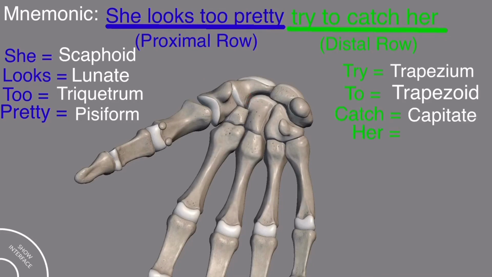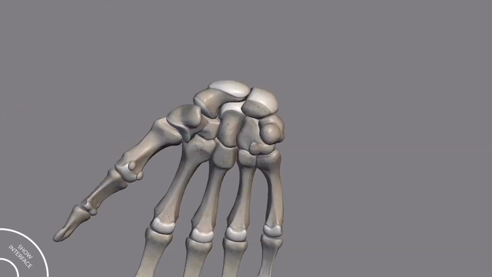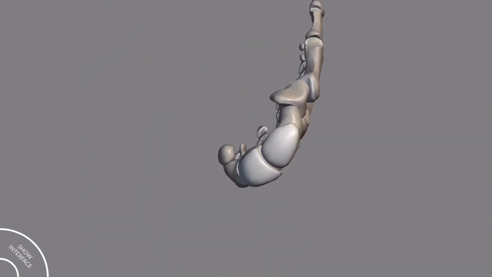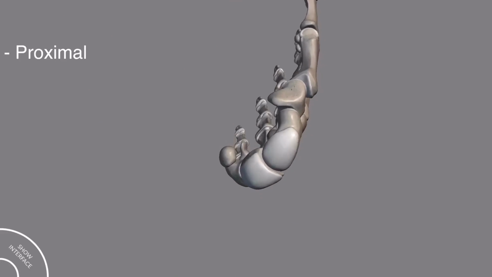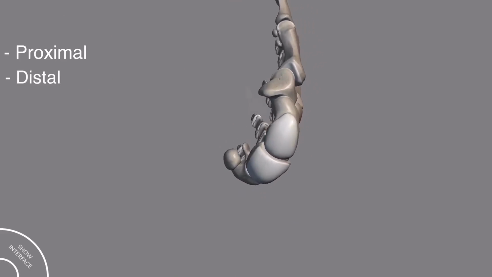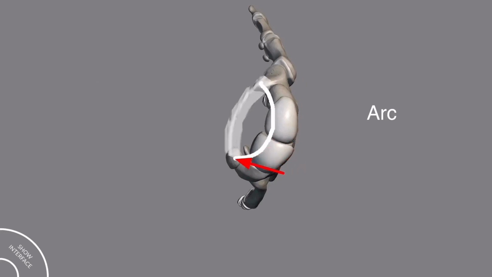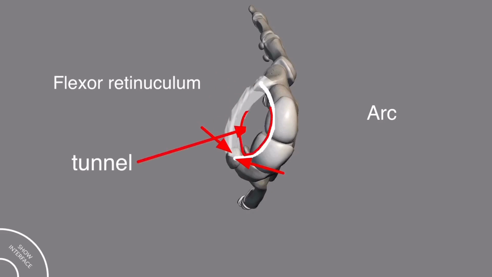Now one thing that you should know about the carpal bones is that both the proximal and the distal row of the carpal bones form an arc that you can see. This is an arc, and above the arc is present the flexor retinaculum. So the arc and the flexor retinaculum create a tunnel called the carpal tunnel.